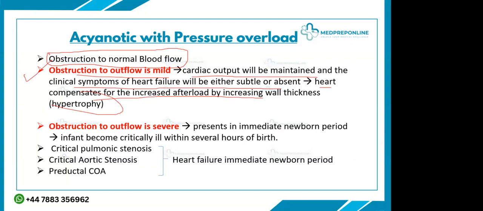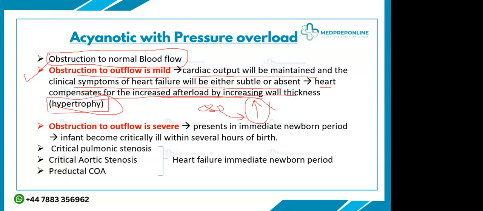If obstruction is mild, what is going to happen? Like if there is aortic valve obstruction and it is mild, there will be some degree of obstruction to the outflow of the blood. So that blood will back up into the left ventricle, and there will be increased pressure in the left ventricle. How is the left ventricle going to compensate for this increased pressure? It is going to cause increased wall thickness and hypertrophy, which will lead to left ventricular hypertrophy.